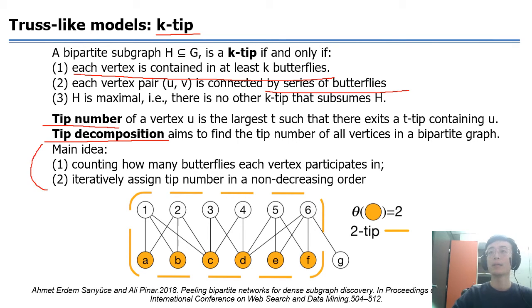And the main idea of tip decomposition is similar to the peeling algorithm of k-core or k-truss. Firstly, it counts how many butterflies each vertex participates in, and then it iteratively assigns tip numbers in non-decreasing order. For example, this subgraph is a 2-tip.